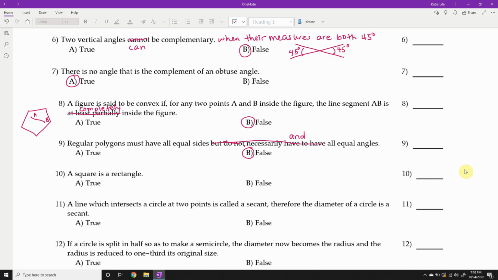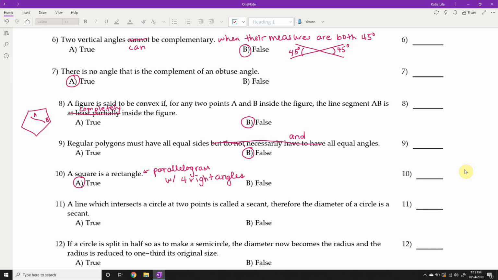Number 10, a square is a rectangle. Well, that is true, right? Every square is a rectangle, but not every rectangle is a square. The definition of being a rectangle is that you are a parallelogram with 4 right angles.